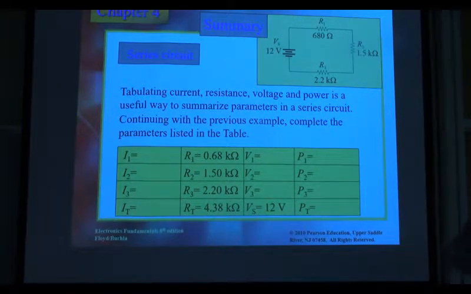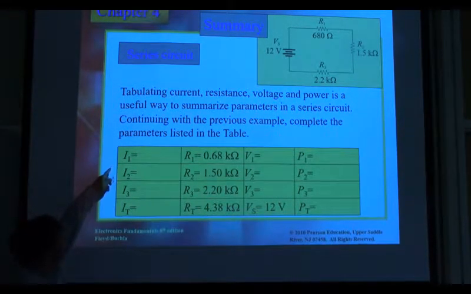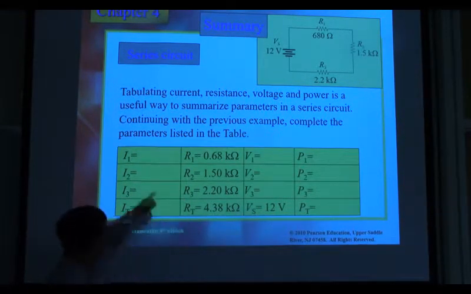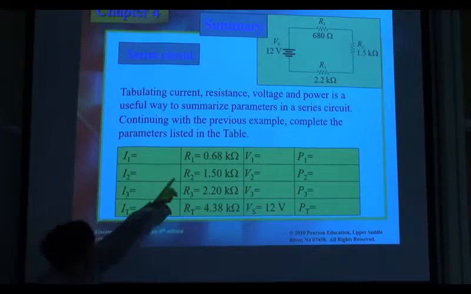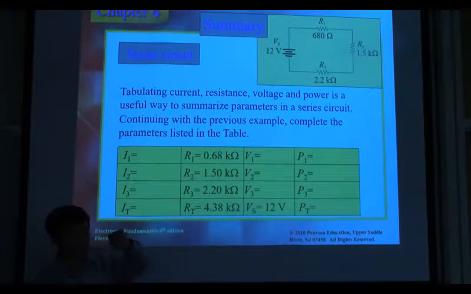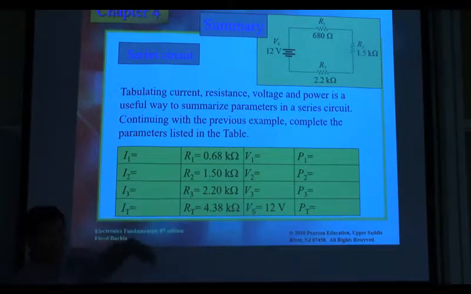We know the source voltage equals 12. R1 equals 680, the second one equals 1.5 K, the next one is 2.2 K. We only know these 4 numbers. Now we need to fill these blanks. This one gives us the current. I1 means the current flowing through resistor 1. I2 means the current flowing through the second resistor. I3 means the current flowing through R3. I total means the current flowing through the whole series circuit.